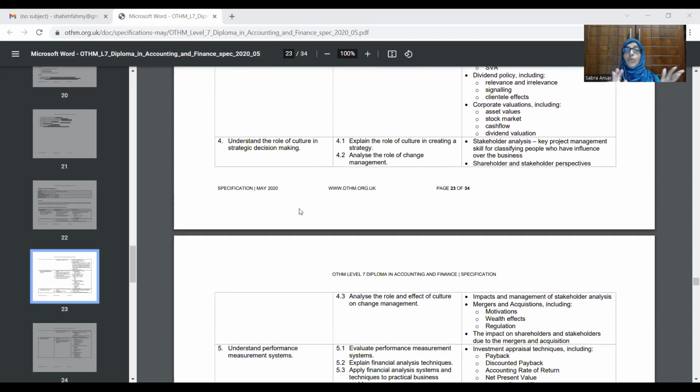So when it comes to the fourth learning outcome, it says to understand the role of culture in strategic decision making. Generally, culture is something that you would just talk about in strategic management. However, now, because we are doing strategic financial management, the role of culture in creating a strategy will be covered, and especially stakeholder analysis, to try and classify people who will influence the business.